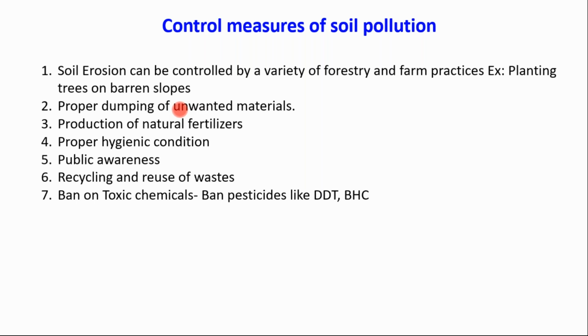That is, plastic rule is one of the example. Then some ozone layer depletion rule is also there, and some other rules and regulations to control the environmental pollutions are also there.